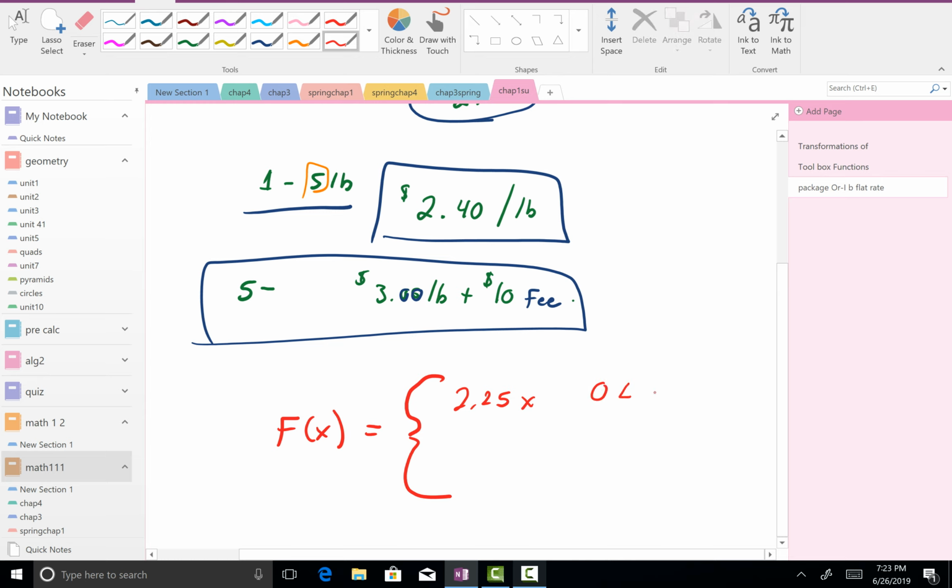Keep it going. 2.40x. And what am I going to put there for the condition? So x is greater than 1, but less than or equal to 5. Okay, good. And then what do we have after that? 3x plus 10. And my condition? x is greater than 5. Okay.